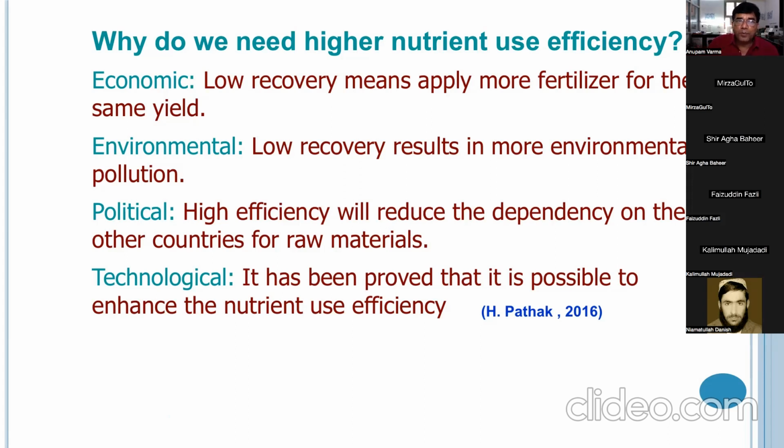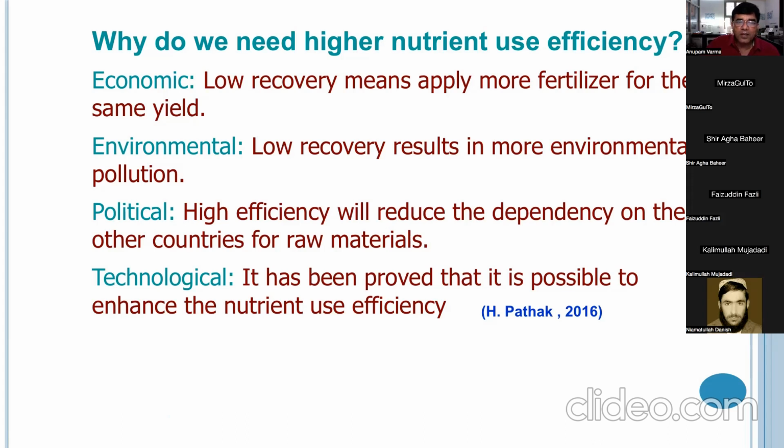Then, of course, there are certain political reasons also why politicians would like to have higher nutrient use efficiency, because high efficiency will reduce the dependency on chemical fertilizers and raw materials. You must know that a variety of raw materials are needed to produce fertilizer. A lot of energy is consumed for manufacturing of fertilizers. So that is also causing pollution. Production of fertilizer itself causes pollution of the environment, and then use of fertilizer also causes pollution of the environment.